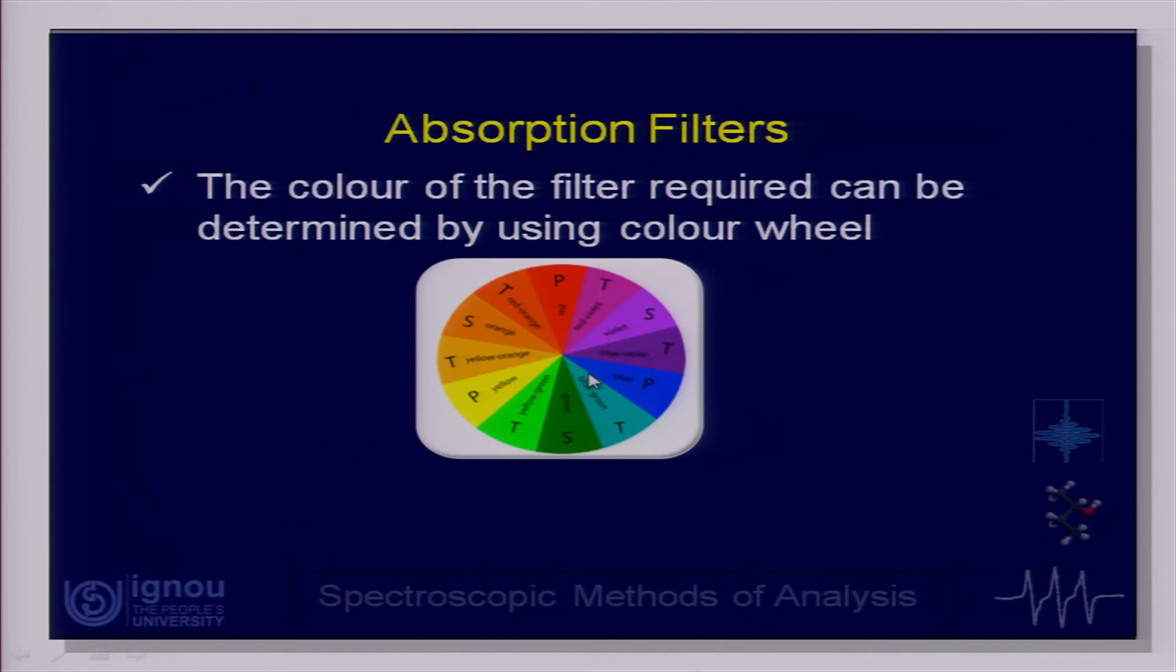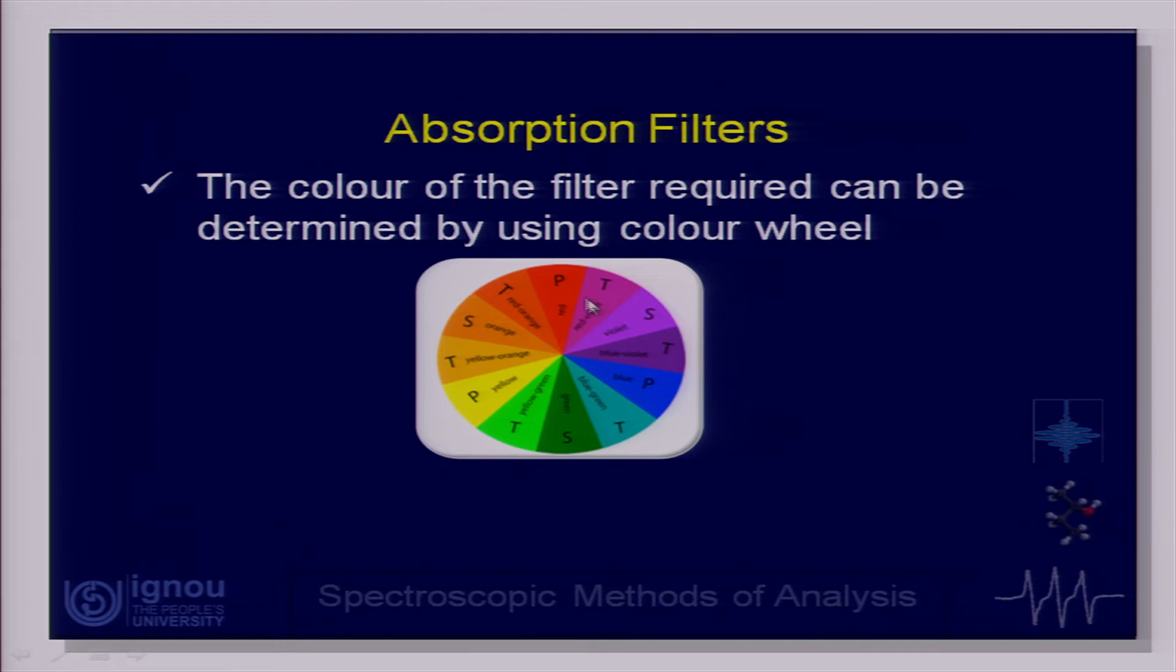Now, the question is how do I decide which filter to use for a given measurement, and that is ascertained in terms of what is called a color wheel. I am sure that you have heard about or know what a color wheel is. Essentially this represents different colors in terms of their complementarity, so the opposite colors are complementary to each other.